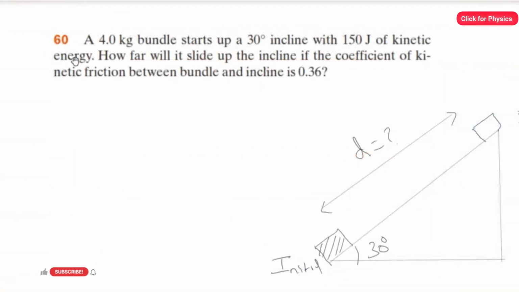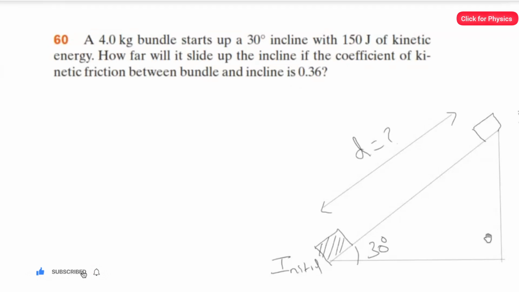Problem number 60. A 4 kilogram bundle starts up a 30-degree incline with 150 joules of kinetic energy. How far will it slide up the incline if the coefficient of kinetic friction between the bundle and the incline is 0.36? Let's see the figure related to this question.